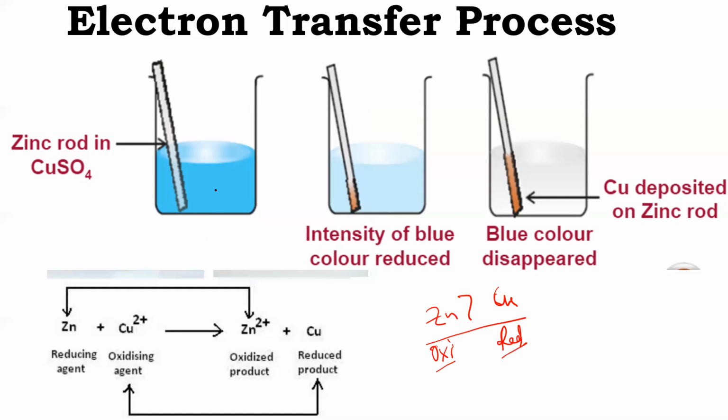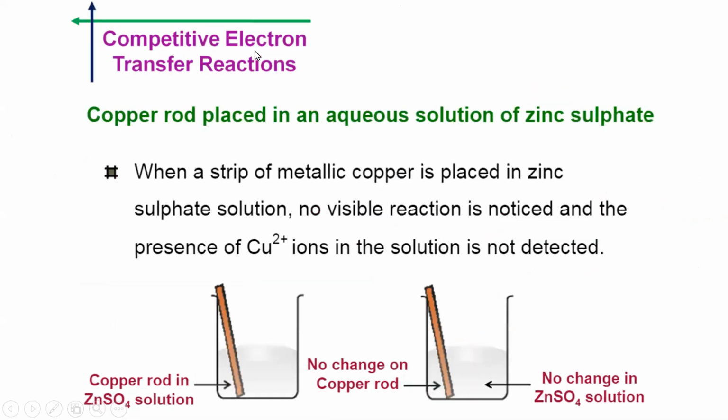Obviously you see the change in the color. Earlier it was blue because of copper sulfate. Now displacement took place. Now this is zinc sulfate here, and deposition of copper metal can be seen here, because it has got reduced. Now let's see another aspect of this. What if I take a copper rod and dip it into the aqueous solution of zinc sulfate? What do you think?